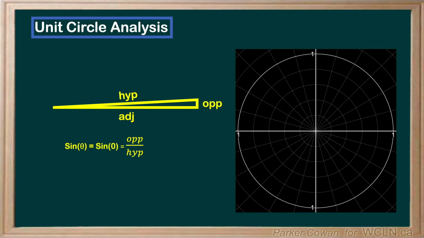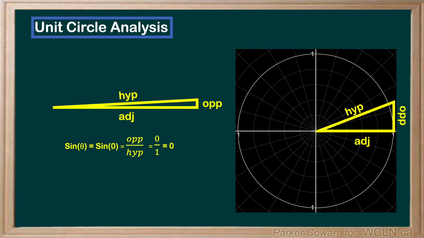As we can see, as the opposite side gets very small, basically 0, the hypotenuse is roughly equal to the adjacent side length. In the case of a unit circle, the adjacent side is going to be equal to 1, which means the hypotenuse is also 1. That means in this case, sine of 0 is going to be equal to 0 over 1.